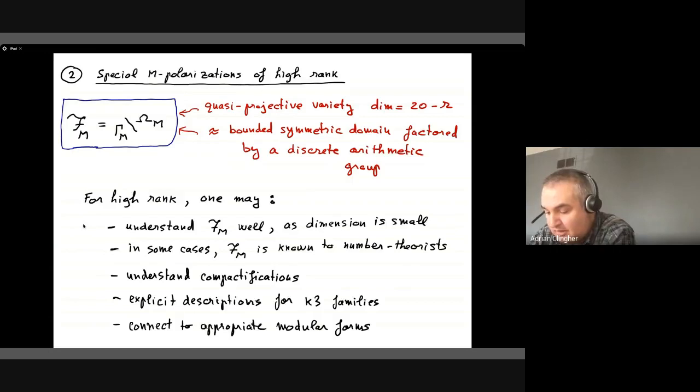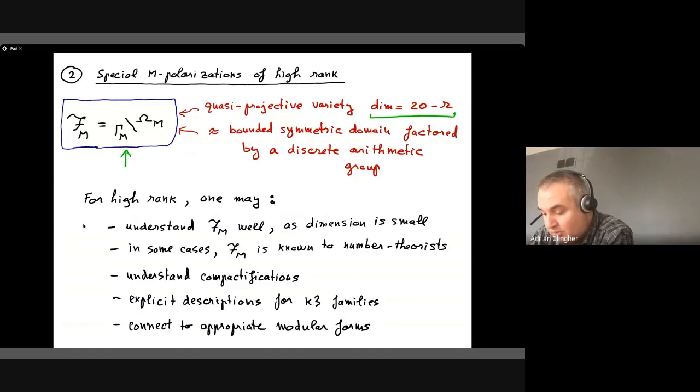So in general, if I fix an M polarization, then according to the Torelli theorem I just discussed, this is the moduli space essentially. And this is going to be a quasi-projective variety over the complexes with dimension 20 minus r. So the higher r is, the simpler this quotient is going to be. And because it's a bounded symmetric domain all the time, that's going to be a nice object to look at.